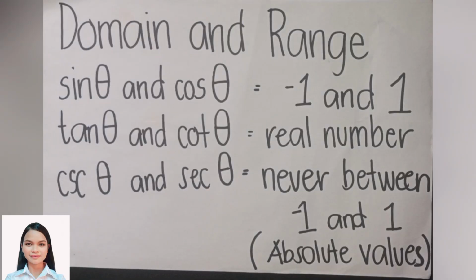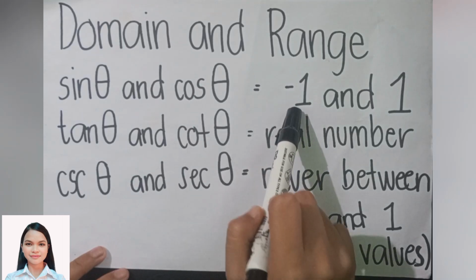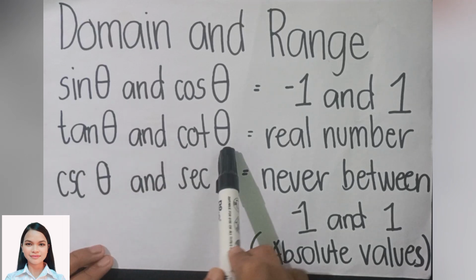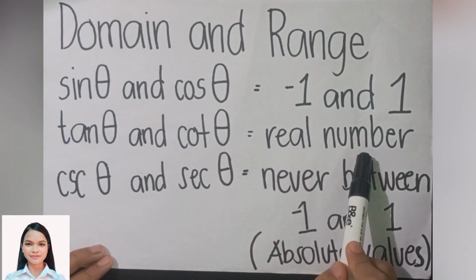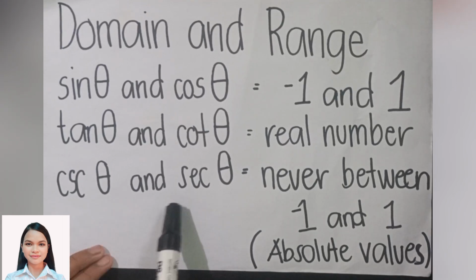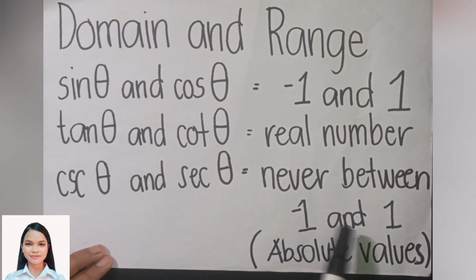For the domain and range of trigonometric functions, here's what all of us should remember. Sine theta and cosine theta have values between -1 and 1. Tangent theta and cotangent theta can be any real number but are undefined where cosine or sine is 0. The cosecant theta and secant theta have absolute values greater than or equal to 1, never between -1 and 1.